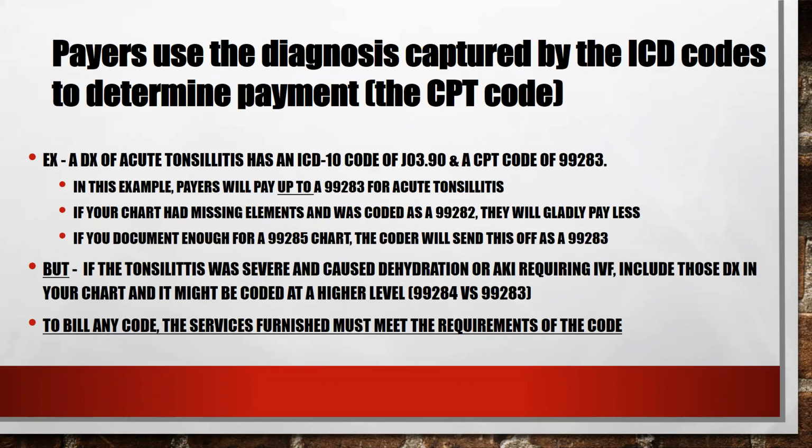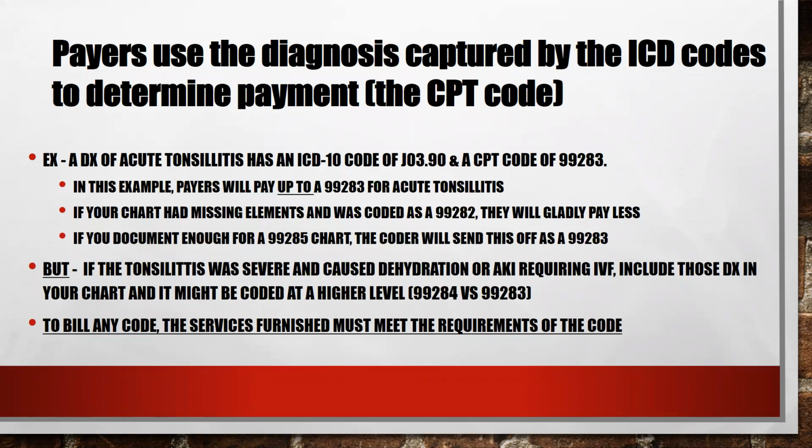Conversely, if you document a bunch, you have a ton in your history, a ton of physical exam, or very complicated medical decision-making, but your diagnosis is still acute tonsillitis, the most that chart can be billed out for is still a 99283.